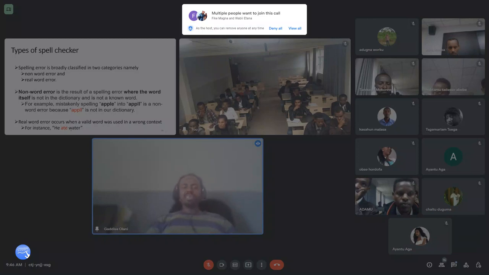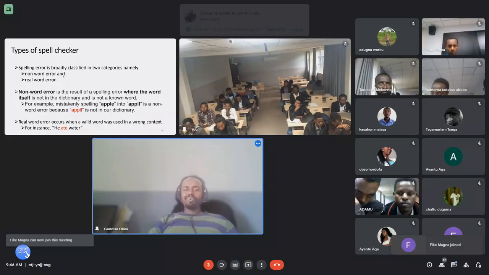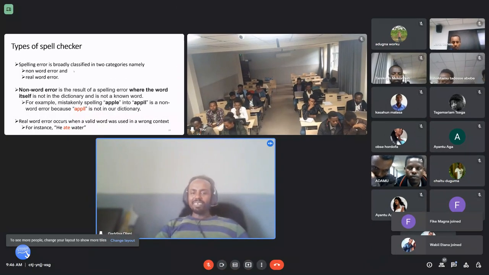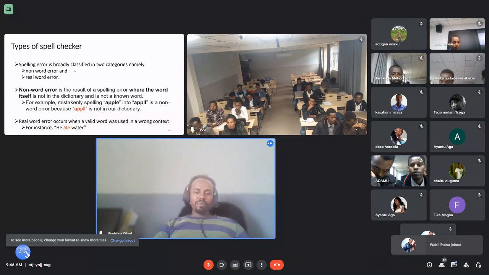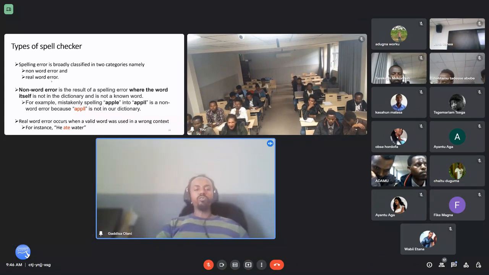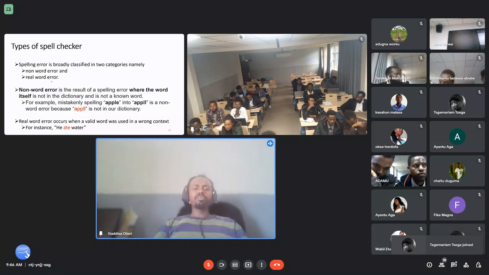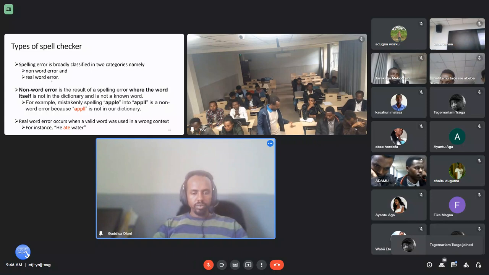So this kind of error is called real world error. Most of the time for Afaan Oromo and other local languages, most of the researchers work on non-word error because this one is very easy to implement, yes? So I hope some of you can work on this one as a part of your master's thesis. Real world error detection for Afaan Oromo language, for Amharic language, for Wolaitinya language. This can also be a research topic for you, okay?